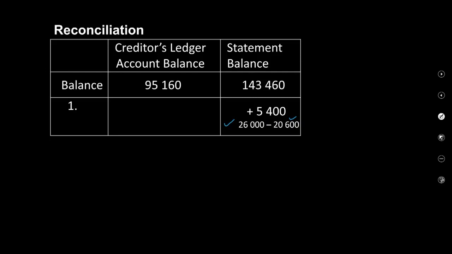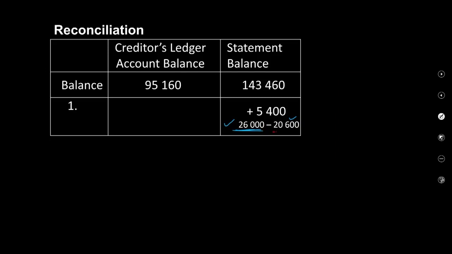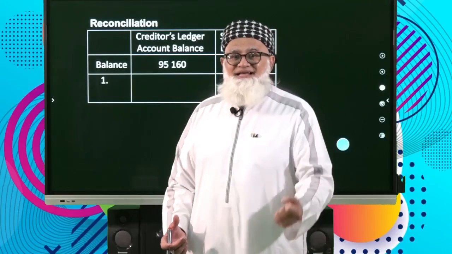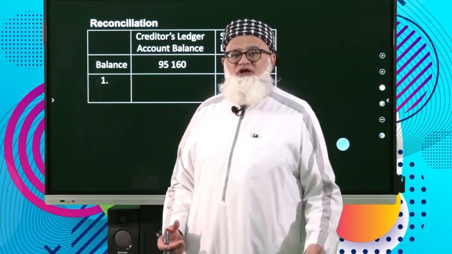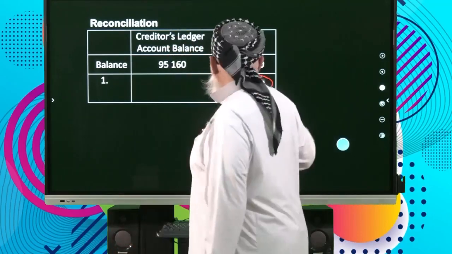The correct amount was how much? 26,000. There we go. They reflected it as 20,600. Clearly you can see there was an amount that was short on the side of the statement, an amount of 5,400. Where did we get the 5,400 from? If you take your 26,000 minus your 20,600. So they have undercast the invoice and entered it on their side as 20,600, whereas it should have been entered as 26,000 Rand. So clearly the error, number one, is made by the supplier.